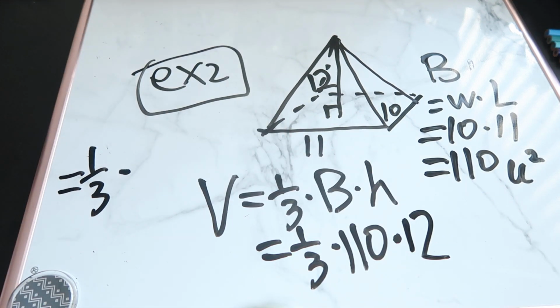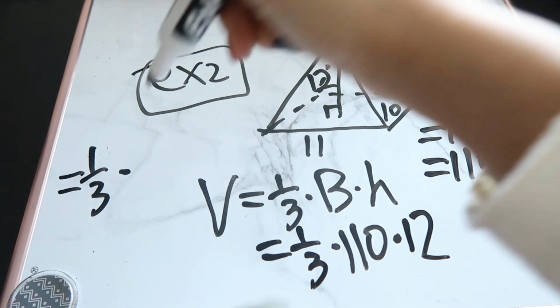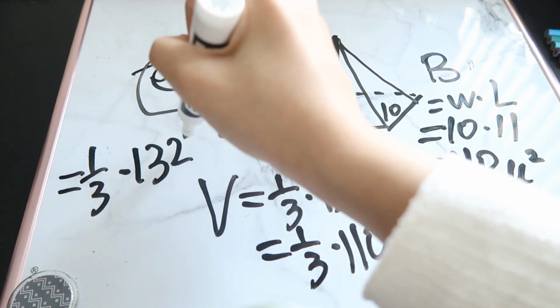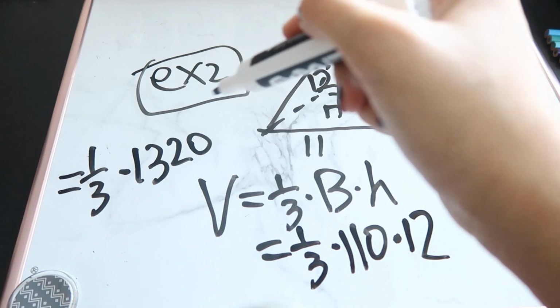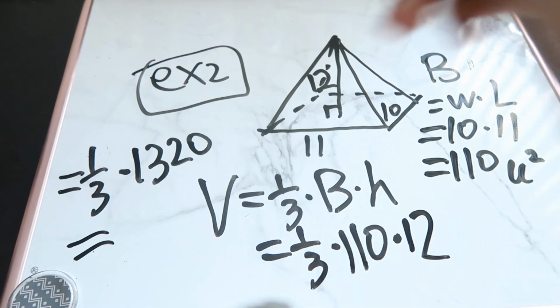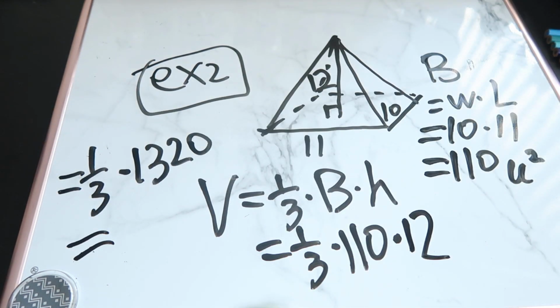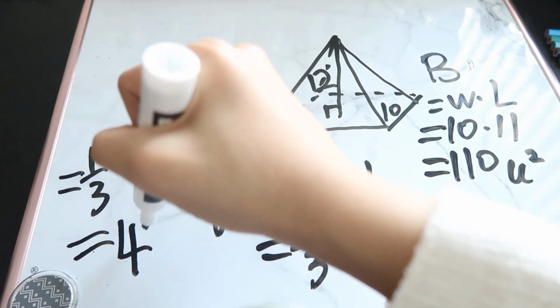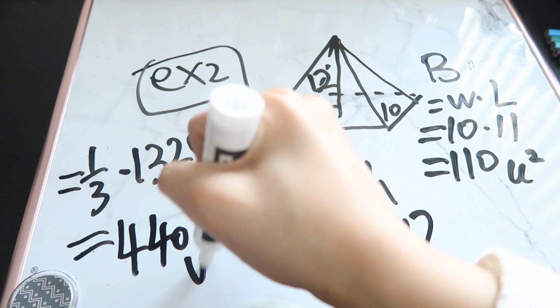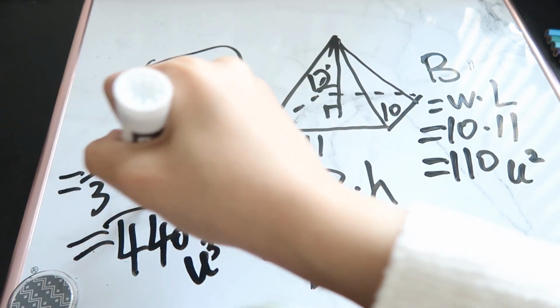I need my calculator for a second. 110 times 12 is 1320, and then you just use 1320 divided by 3 to get the value of 1/3. So the final answer is 440 unit cubed.